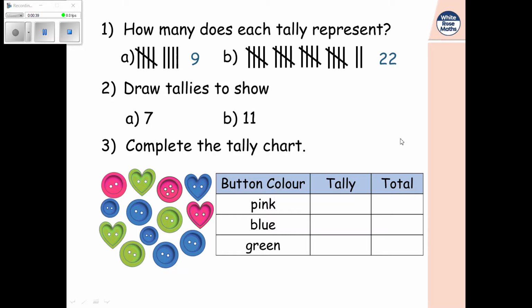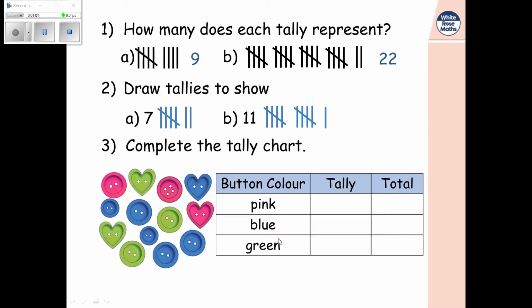Pause here. So 1, 2, 3, 4, carefully crossing through for 5 and 6, 7. And then again for 11, 1, 2, 3, 4, carefully crossing for 5, 6, 7, 8, 9, 10, 11. Well done. So now looking at completing the tally chart, use these buttons to help you.